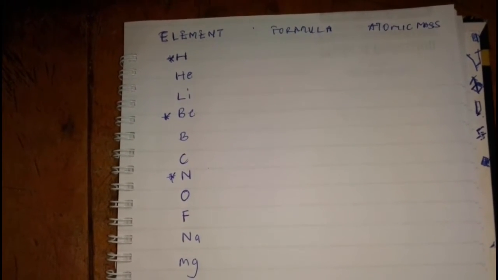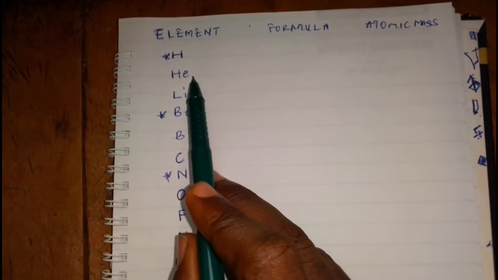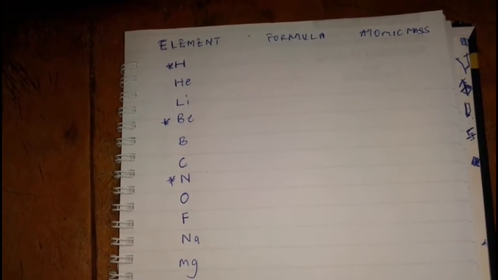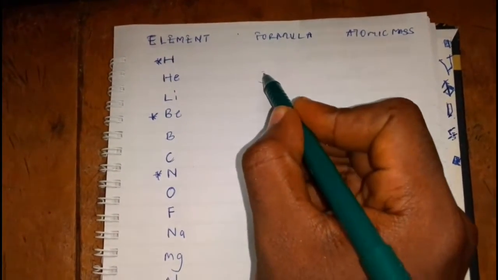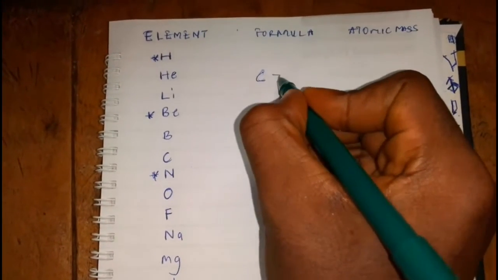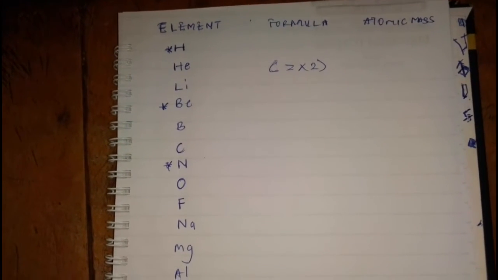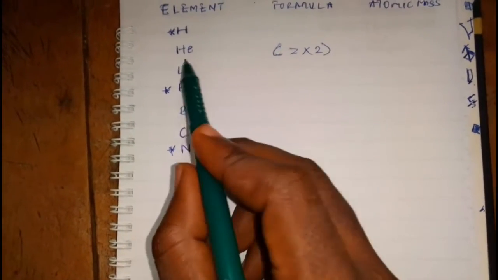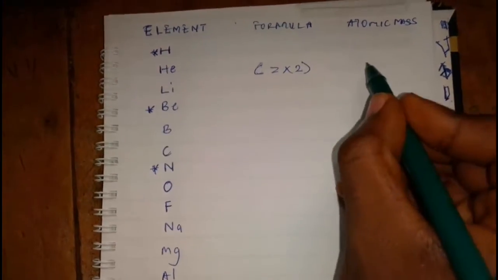So for helium, it has atomic number 2. The ones that have even numbers, we're going to use Z, which is the atomic number, times 2. For example, helium has atomic number 2, right? 2 times 2 will give you the 4, which is the atomic mass.